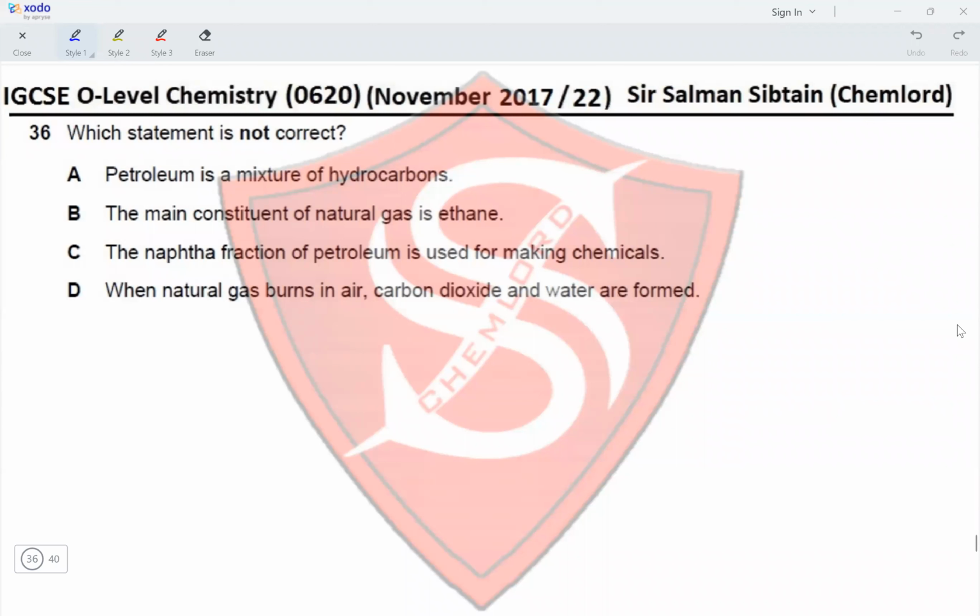Question 36. Which statement is not correct? Petroleum is a mixture of hydrocarbons? Yes, it is a mixture of hydrocarbons that are separated using fractional distillation. The main constituent of natural gas is ethane? No, the main constituent of natural gas is methane. The naphtha fraction of petrol is used for making chemicals? Yes, it is a chemical feedstock. So this is correct. When natural gas burns in air, carbon dioxide and water are formed. Methane is made up of carbon and hydrogen. When it burns in air, carbon produces carbon dioxide and hydrogen produces water. Therefore, the correct option for this question is option B.